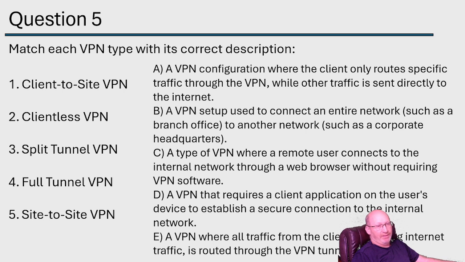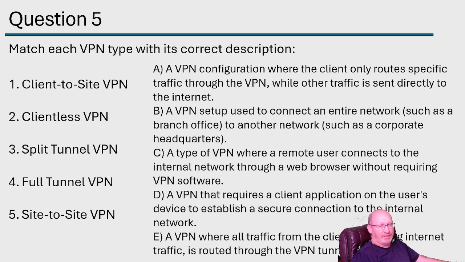Let's start with A. A VPN configuration where the client only routes specific traffic through the VPN while other traffic is sent directly to the internet. Well, that sounds like a split tunnel VPN to me. So 3A. Shall we move to B? A VPN setup used to connect the entire network, such as a branch office, to another network, such as a corporate headquarters. Well, that's going to be site-to-site VPN. So 5 is going to be B.